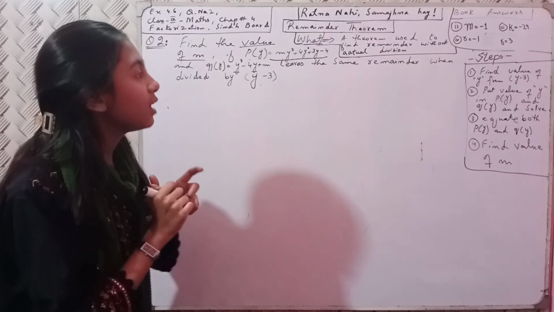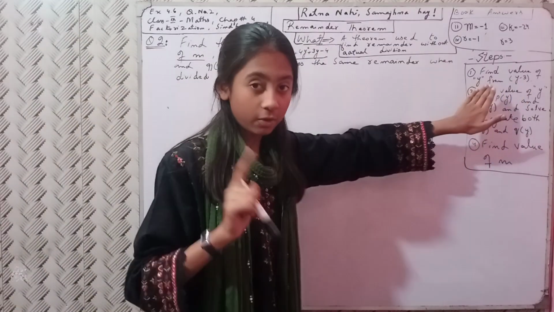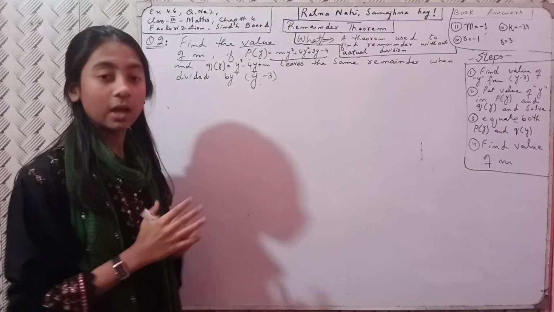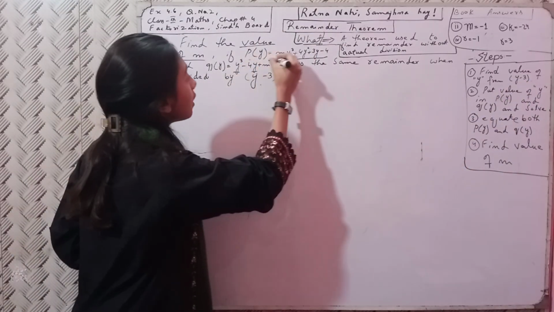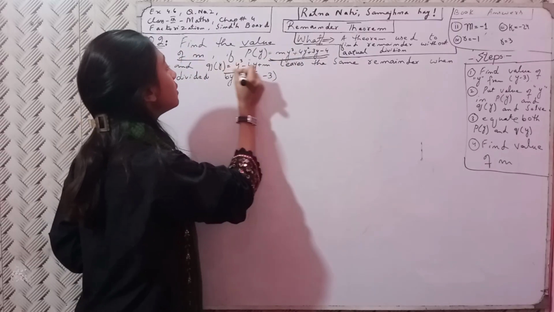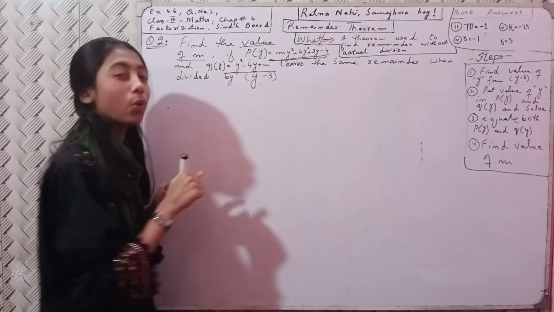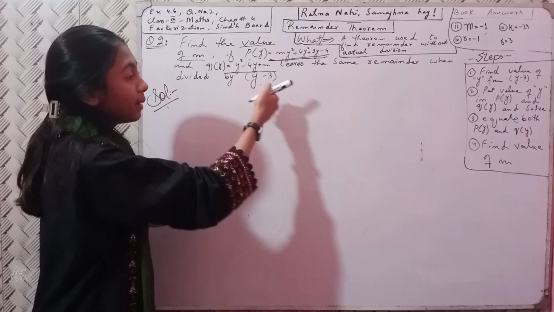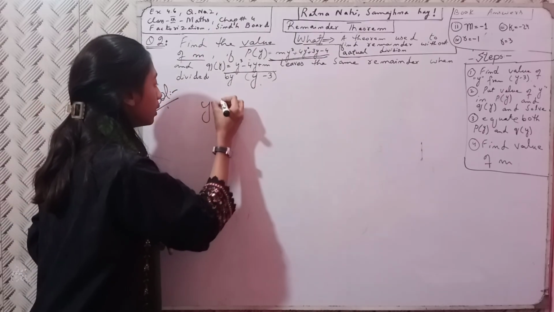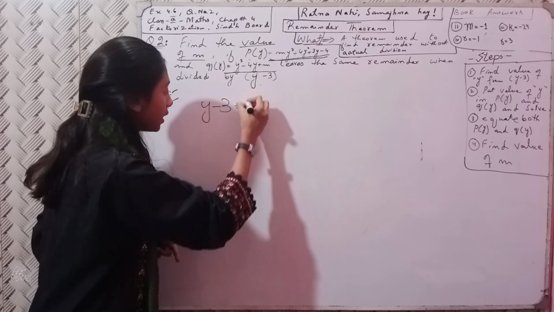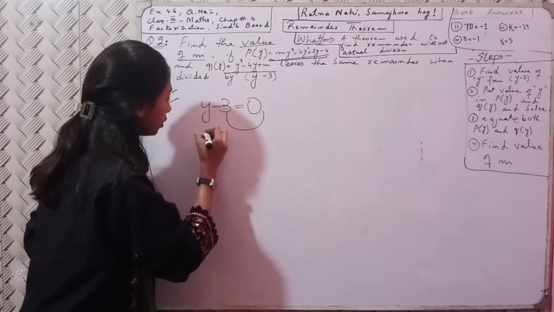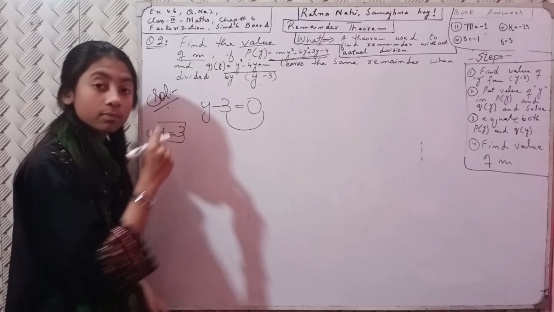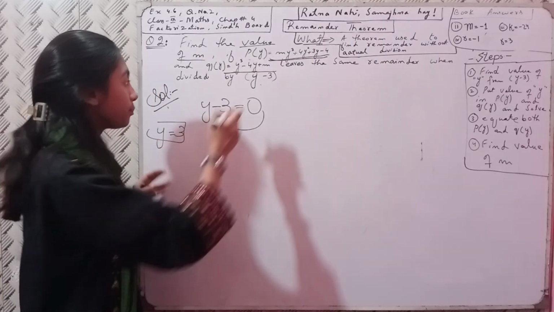Okay, the first step: find the value of y from y minus 3. What is y minus 3? It is actually our divisor, and this is our dividend and this is our quotient. Yes, you know it from earlier. So y minus 3, after this there is an equals sign and a 0. And we put it here, so it converts into y equals 3. We know what the value of y is here.